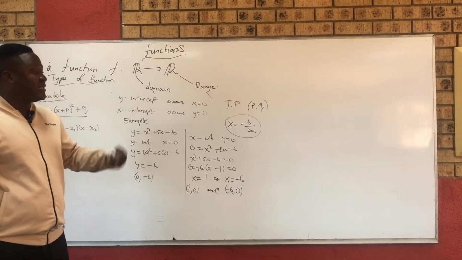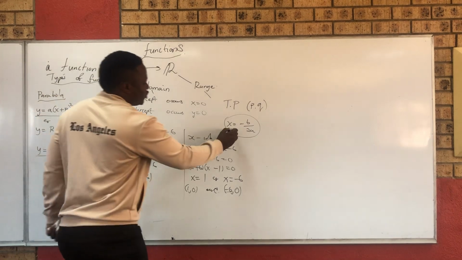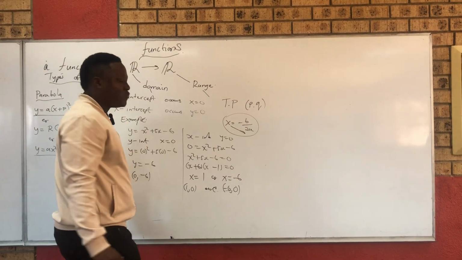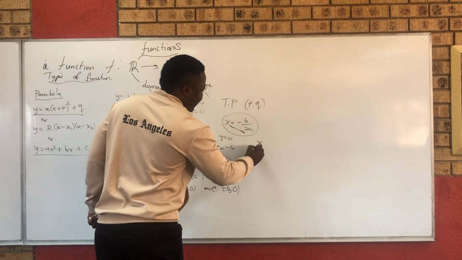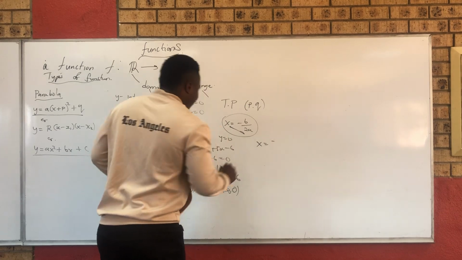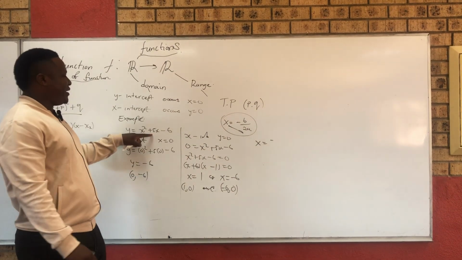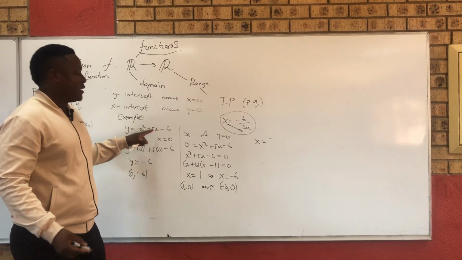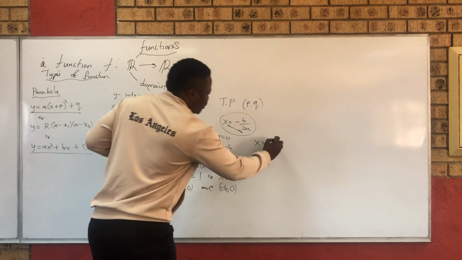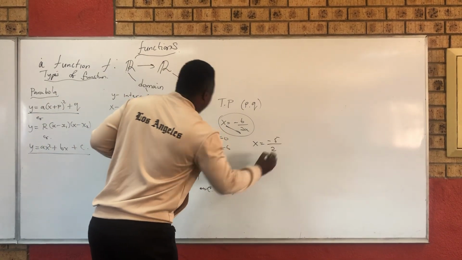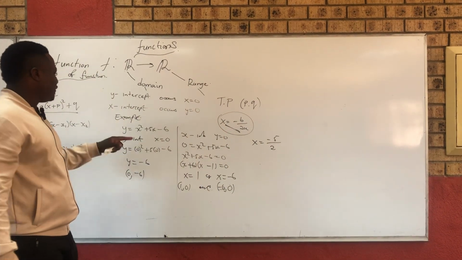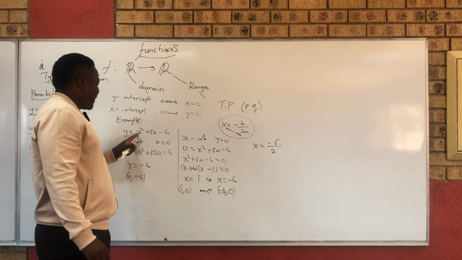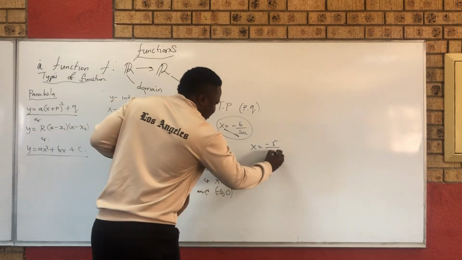Then to find the turning point, remember what I said? You're going to use this formula: minus b over 2a. What is your b? Your b in this case is just the coefficient of x, so you're going to have minus 5 divided by 2, and the coefficient of x squared is just 1. Then you're going to have 1.